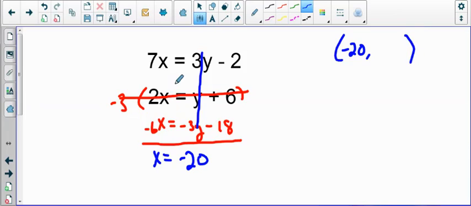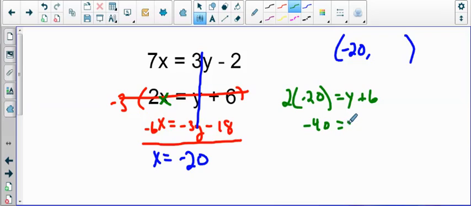And then all I have to do is plug it into either, any of these three equations will work. Looks like the second one looks the easiest. So I'm going to go ahead and plug it into the second equation. So where I see an x, I'm going to put negative 20. So I've got 2 times negative 20 is equal to y plus 6. Well, 2 times negative 20 is negative 40 is equal to y plus 6. Take 6 away from both sides. So negative 46 is equal to y. So there is my y value.